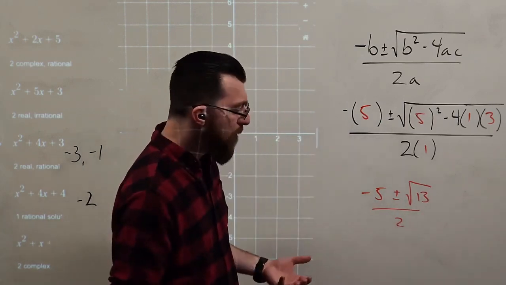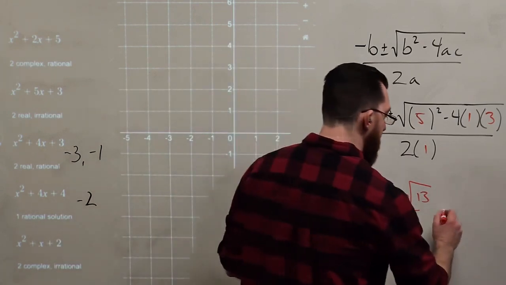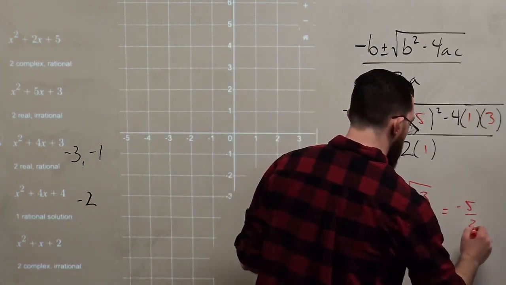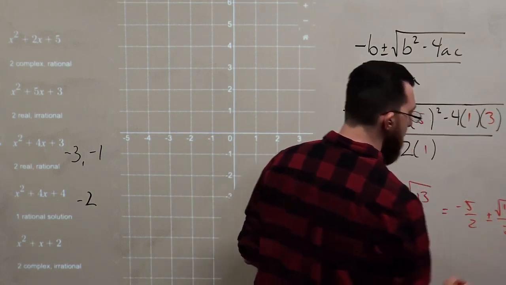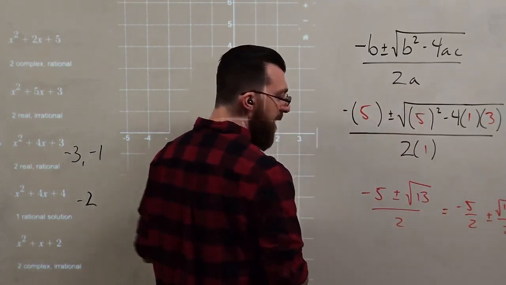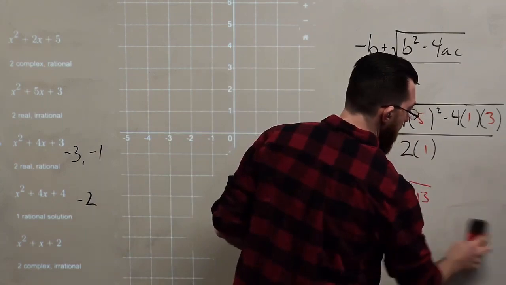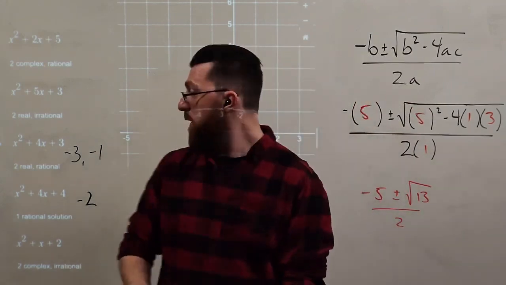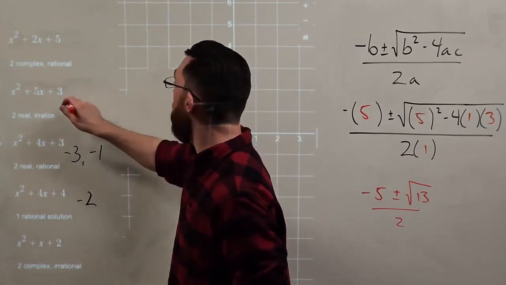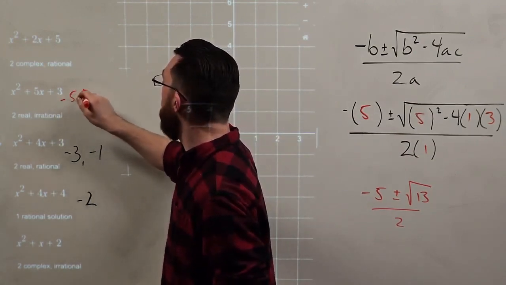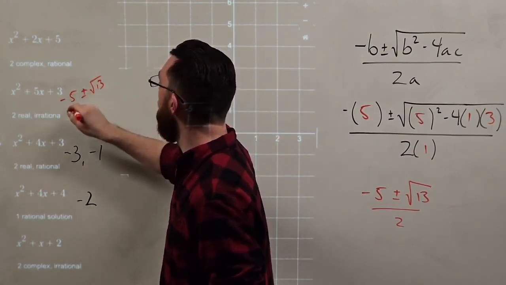I might want to see this written in a different format depending on what textbook you're reading or what teachers teach in the class. But either way, there's your answer. And so I will write that down. This is two real and irrationals, negative 5 plus or minus the square root of 13 over 2.